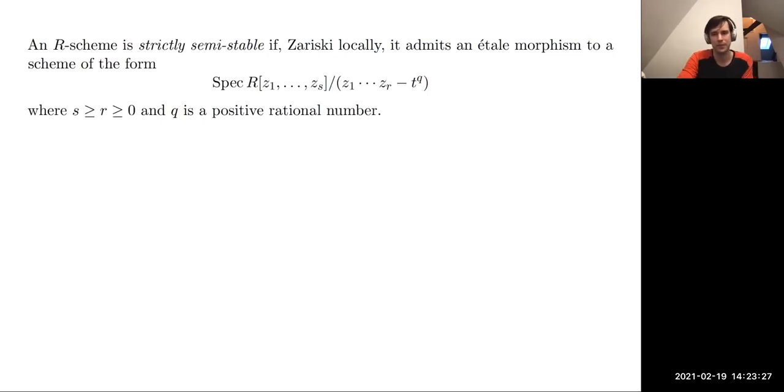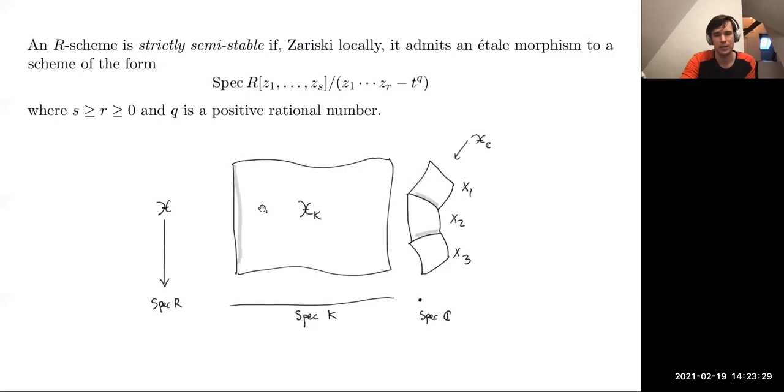So the picture really looks like this. Here we have a scheme over R. We have a generic point. Typically, this will be maybe a smooth K-variety, but there will be a special fiber, and here the singularities are locally of the form like hyperplanes intersecting. Okay, so this is the setup.